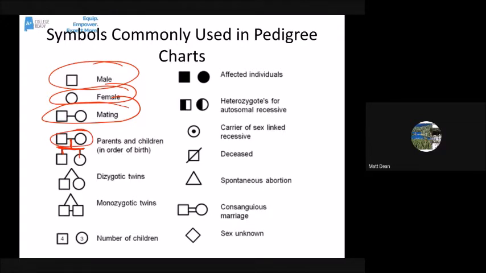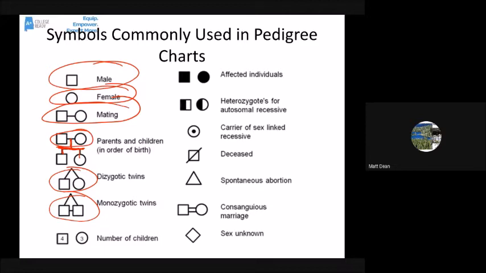You might see twins, dizygotic twins, so these are fraternal twins, non-identical, are drawn with this kind of symbol. And then identical twins or monozygotic twins are drawn with that kind of symbol.